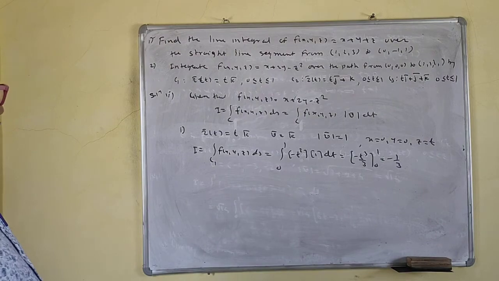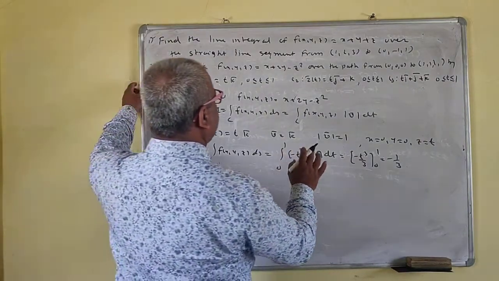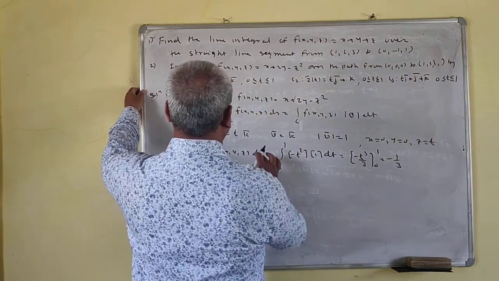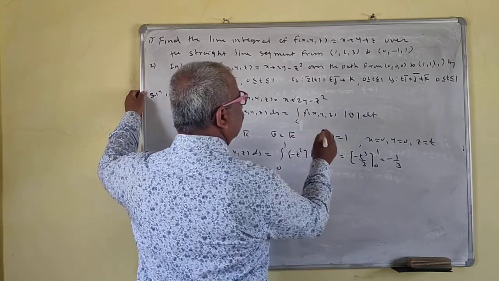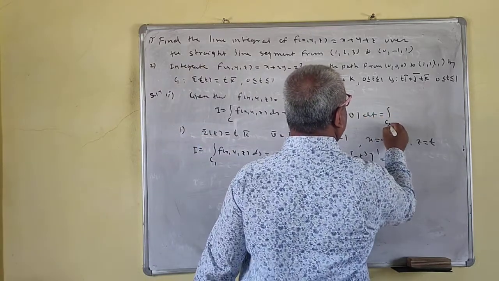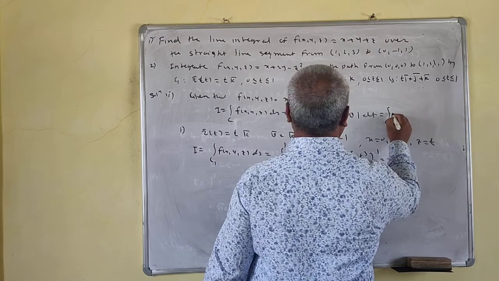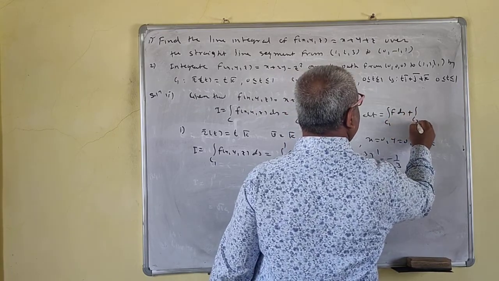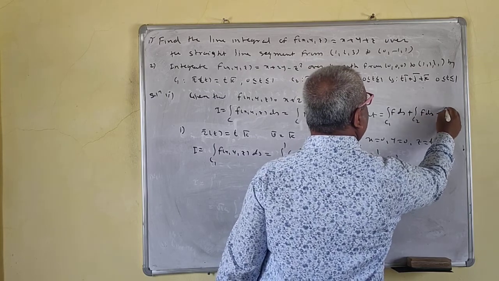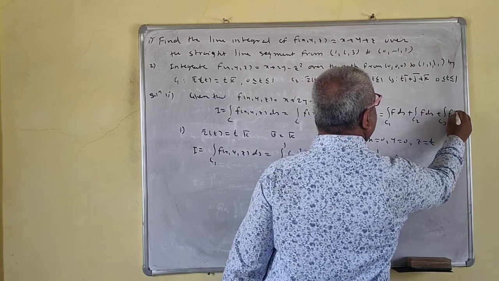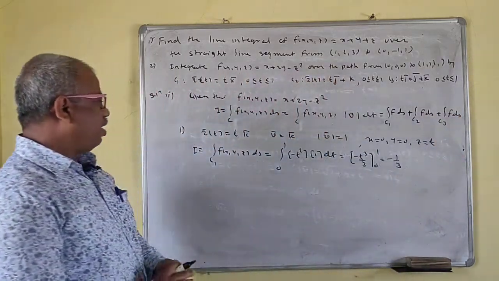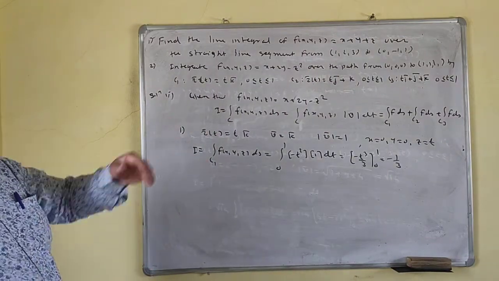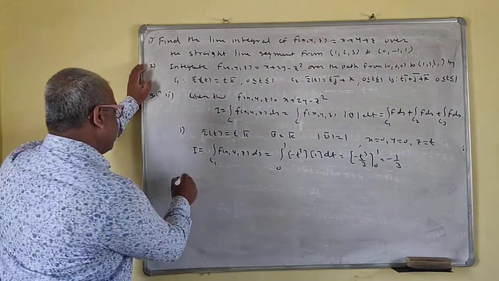Just we will write this is C. So we have to write the integral over C1 f ds plus the integral over C2 f ds plus the integral over C3 f ds. So we have to find all these three integrals and then add them.